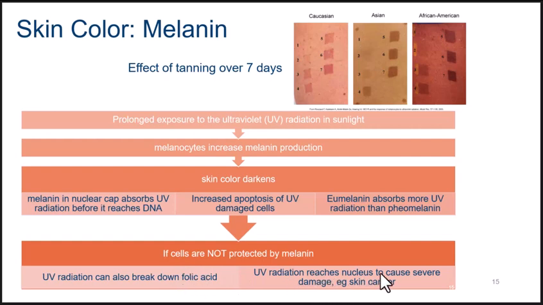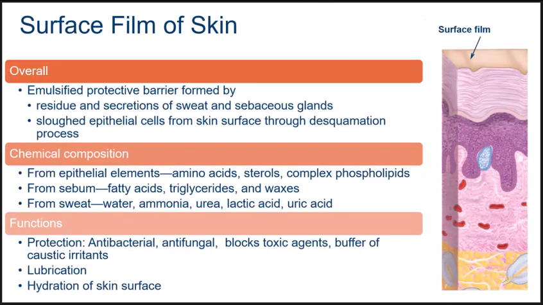And it can also reach the nucleus of the cells where it damages DNA, and as I already spoke about, can lead then to skin cancer. You can see in this image, this is the effect of tanning over about a 7-day period, and you can see the different effects that UV radiation would have in different skin colors or different skin types. So all are impacted, but the Caucasian skin would be more predisposed to damage.